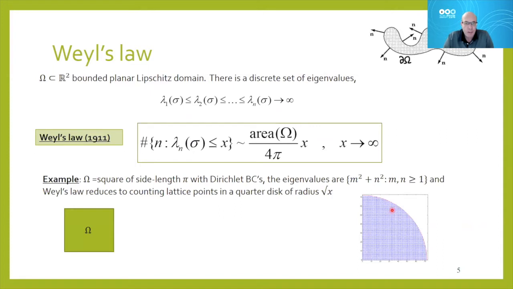Now, if we go back to 2 dimensions, as I said, there's a discrete set of eigenvalues, and Weyl's law says that the number of eigenvalues grows linearly as we increase them, and the constant has to do with the area of the domain.